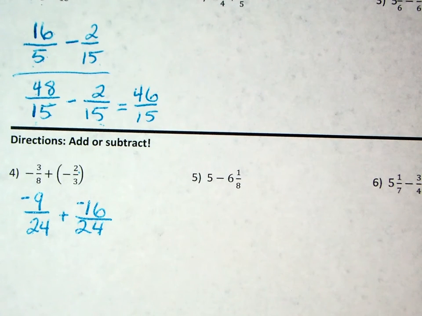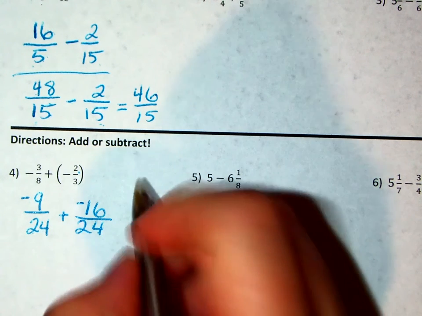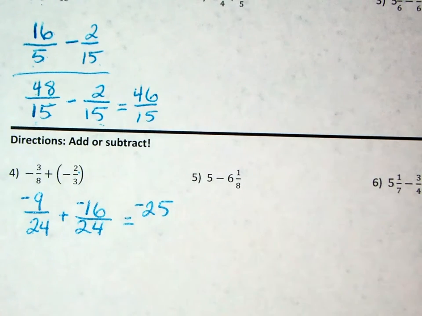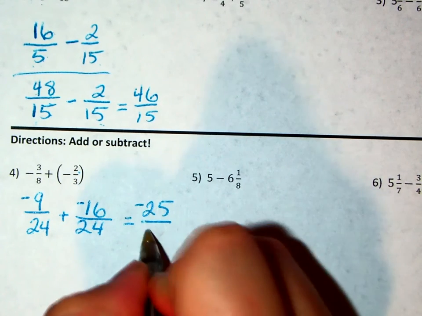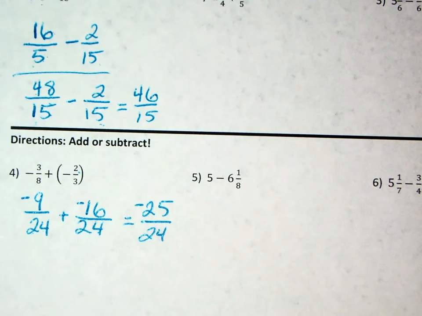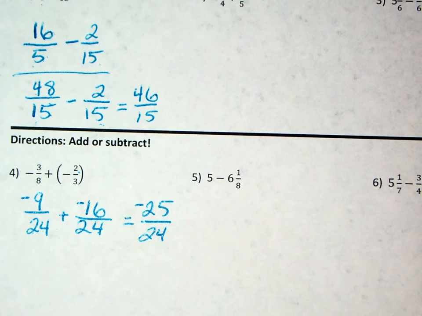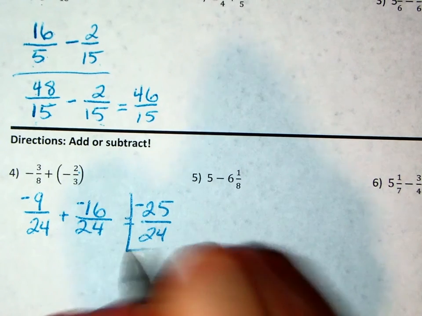Since both of those terms are negative, I know I'm going to add the value and keep the sign. So 9 and 16 equals 25, keep the negative sign, over 24 because we're keeping the same denominator. And again, off the top of my head, I don't see a factor that goes into both 24 and 25 that would allow me to simplify that. So I think we're okay with that being our final answer.